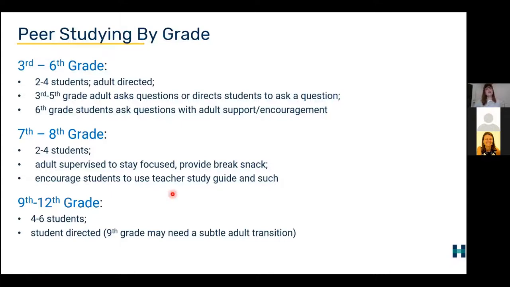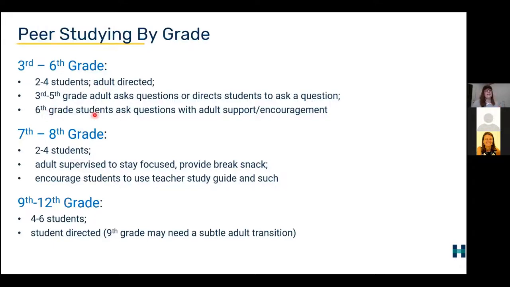So we're going to look at what it looks like between third grade and 12th grade. Third to sixth grade, maybe just 2 students. It is definitely adult directed. In the classroom, the teacher might have peers with flashcards, one asking the other. That is the beginning of a peer study group. As a parent, you might invite a student over to your house and say, the two of you are going to help each other study. I'm going to watch, help you, and answer any questions.